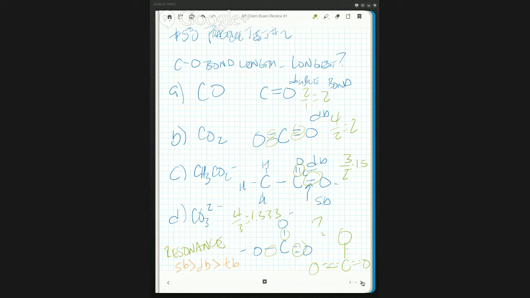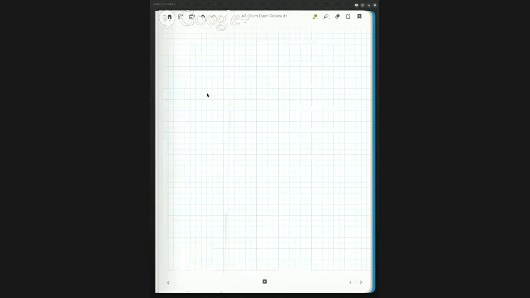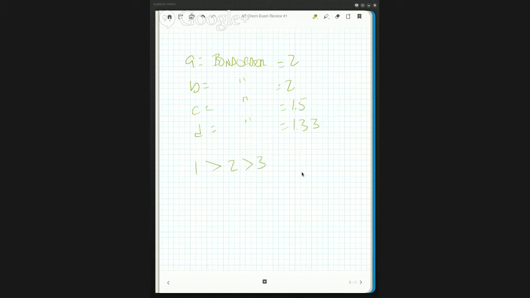So I'm gonna go to the next page just for a second. So what that means is that for A, the bond order is equal to 2. Actually, I think it's like equal to 3, but let's just skip that for a second. B, the bond order is equal to 2. C, the bond order is equal to 1.5. And D, the bond order is equal to 1.33, okay? And the closer to 1, 1 is longer than 2 is longer than 3, okay?